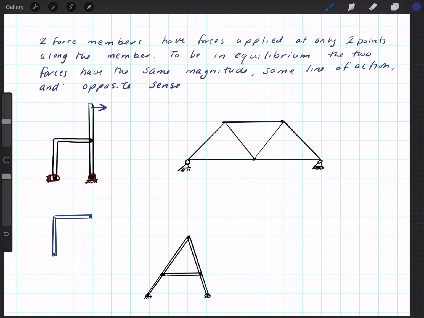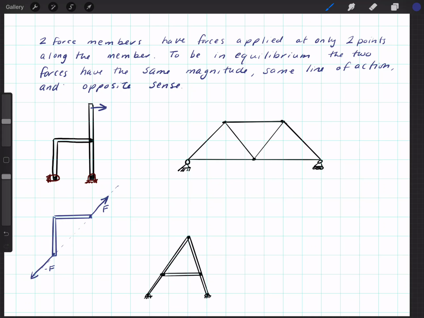But we know that if that happens, the only way for that to be true is if they have the same magnitude and the same line of action. So the same line of action here, but then they'll have the opposite sense. So if we pull on the first member, it will load this second member only at two locations, the two places where it's attached, and there's no other forces applied to it. So we know that the forces here have to be the same magnitude and the same line of action, but the opposite direction.